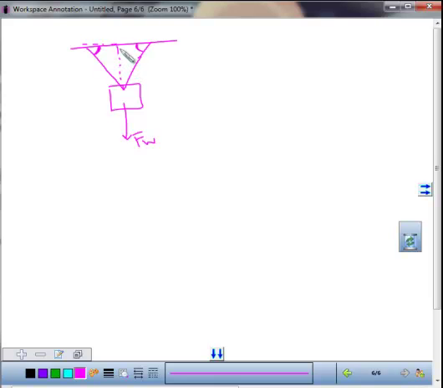So when we do that, we have two triangles that are the same. Pretend those are the same, and they both have the same angle. So the vertical component is going to be 1/2 of the force of weight.